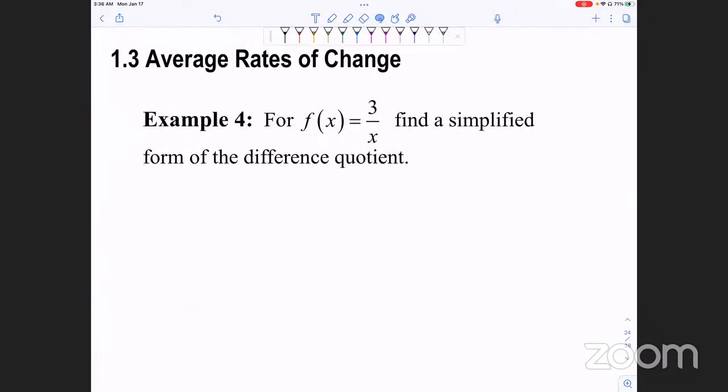So for f of x equal this, find a simplified form of the difference quotient. Okay. So here, let me do it this way this time. The difference quotient is what? f of x plus h minus f of x all over h. I'm gonna call that star, instead of abbreviating it as dq or whatever.